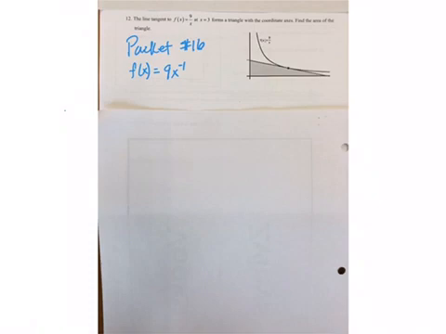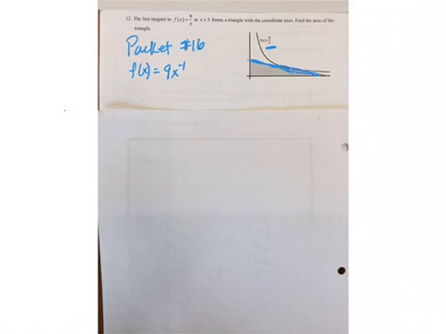This is packet number 16, problem number 12, and we're told that the line tangent to the function 9 divided by x at x equals 3 forms a triangle with the coordinate axes, and this drawing here gives us a visual of it. Find the area of the triangle. So I've rewritten the function 9 divided by x to be 9x to the -1, because I could work with this tangent line here to help us find that area.